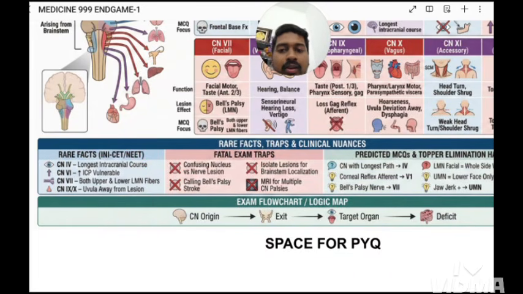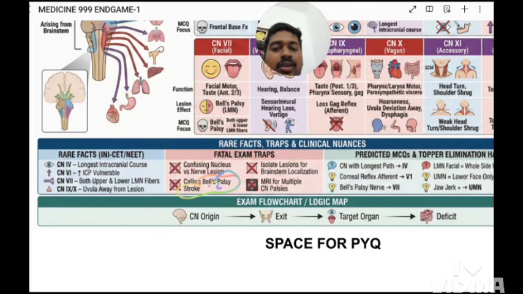Now where do you go wrong? One is you will confuse nucleus versus nerve lesion. Nucleus means the ganglion which is there, the origin point of that lower motor neuron. That is known as cranial nerve nuclei. And what is the nerve? The cranial nerve is the course of the nerve after the origin from the nuclei, that is known as cranial nerve. So these two are different things.